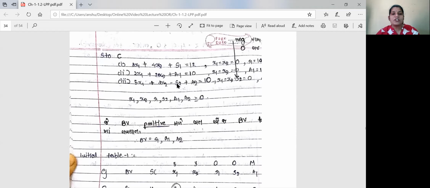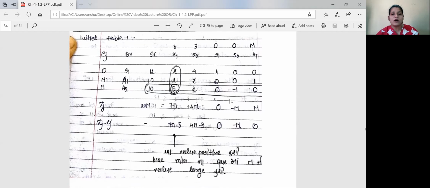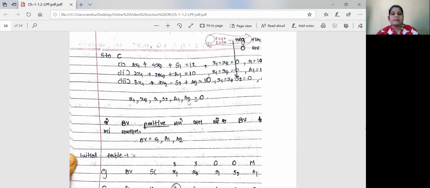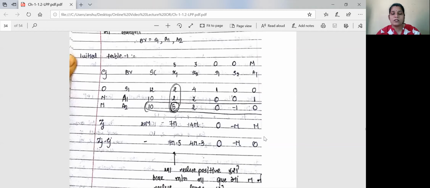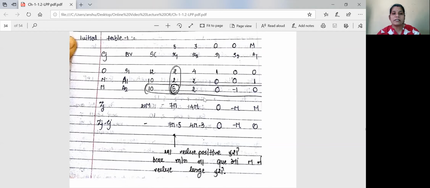And the coefficient of S1 is 0. The coefficient of S2 is minus 1. The coefficient of A1 is 0 and the coefficient of A2 is 1. So we write 5, 2, 0. The coefficient of S2 is minus 1, A1 is 0 and the coefficient of A2 is again 0. So this is our initial table.